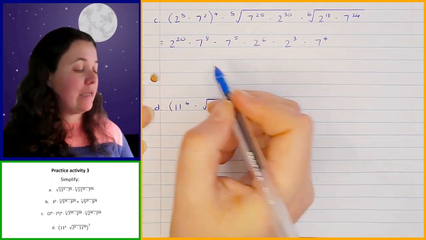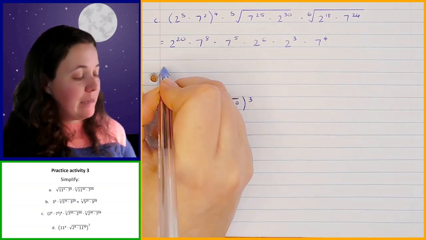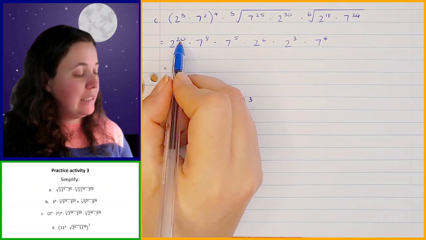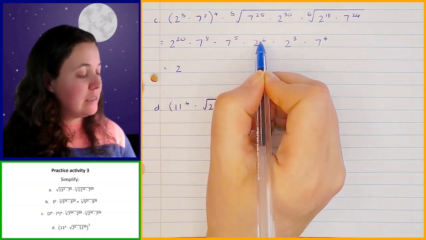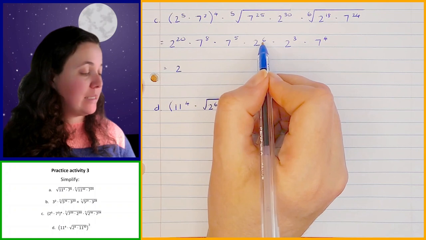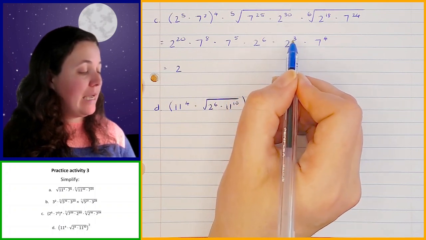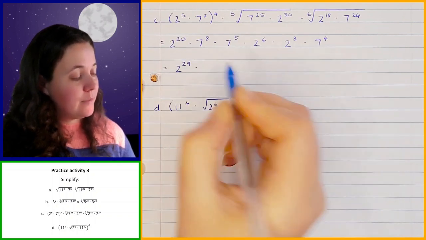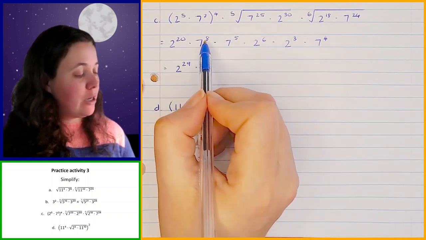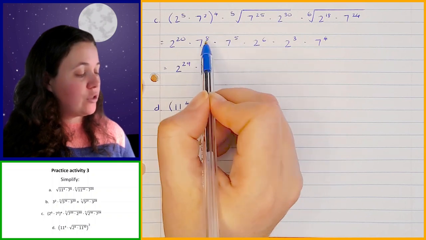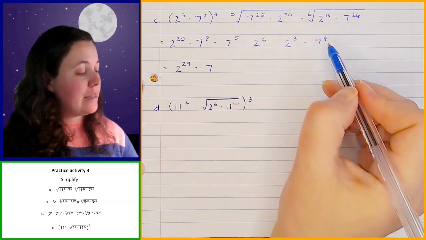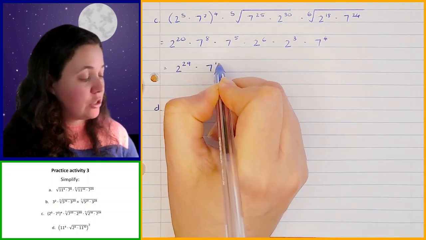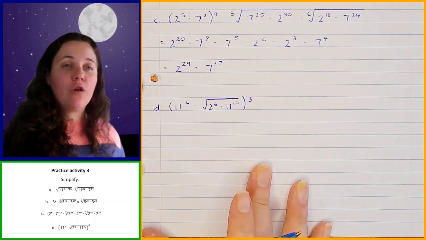Now I can put it all together, all the things that have the same bases. So I'm going to put my 2's together. So I've got 2 to the power of 20 times 2 to the power of 6, I add the exponents, that can be 2 to the power of 26. And then times 2 to the power of 3, I add that exponent as well, that can be 2 to the power of 29. Times all my 7's, I've got 7 to the power of 8 times 7 to the power of 5, so 8 plus 5 is 13. And then I've got 7 to the power of 4, so I add the 4 and that gives me 17. So 7 to the power of 17. So that's what we should have got for question C.